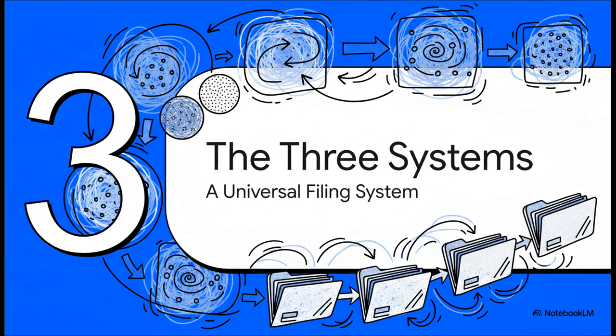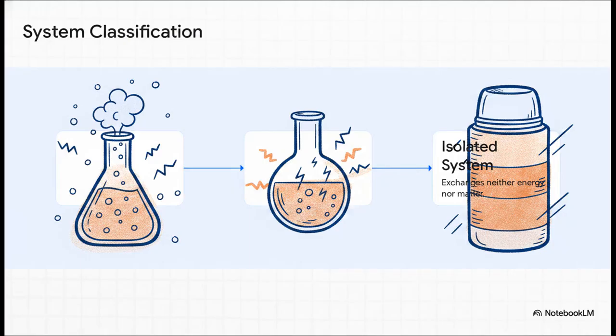It's like a universal filing system for reality itself. And it's so beautifully simple. First up, you've got an open system. This one exchanges both energy and matter with its surroundings. Next, a closed system. It only exchanges energy, not matter. And finally, the most extreme case, an isolated system. It exchanges absolutely nothing. No energy, no matter.